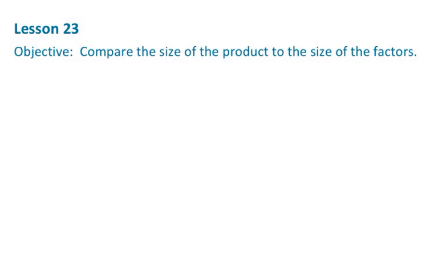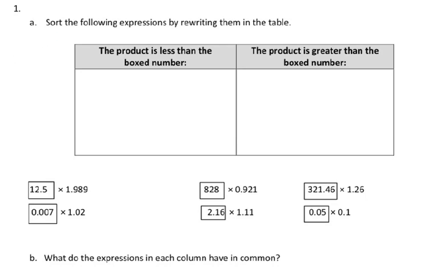This is grade 5, module 4, lesson 23, and the objective in this lesson is to compare the size of the product to the size of the factors. So we're going to look at number 1 from the homework, and the directions say sort the following expressions by rewriting them in the table.